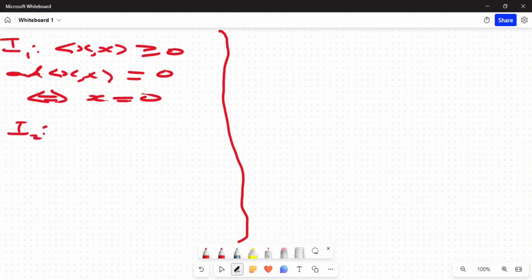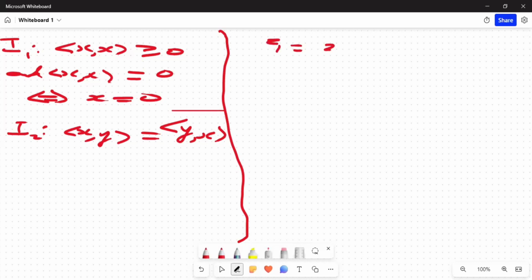The second axiom, I2, is that inner product of X, Y is the same thing as inner product of Y, X. This is a symmetry, but because you can be dealing with complex numbers, inner product of X, Y is equal to the inner product of Y, X conjugate. This bar on top is conjugate. I'm sure you know what we call the conjugate of complex numbers. For example, if you have a complex number Z1 equal to 2 minus 3i, Z1 conjugate is 2 plus 3i.